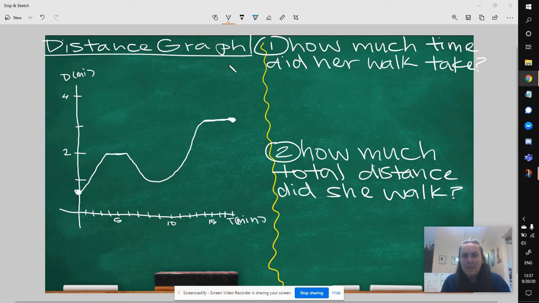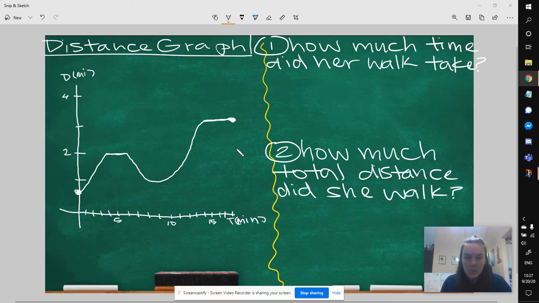This is what a lot of distance graphs are going to look like. I mentioned it last time about how when we walk, it's not always just in one direction at a constant speed. We're doing a bunch of stuff, turning around, stopping, slowing down, speeding up. So when we graph a distance graph, it's going to look a little bit wacky.